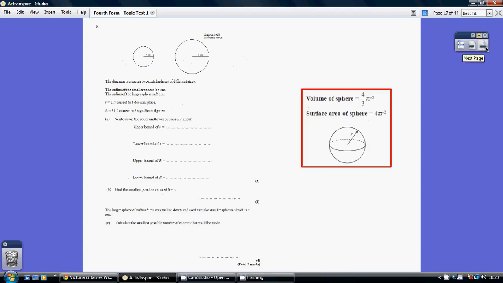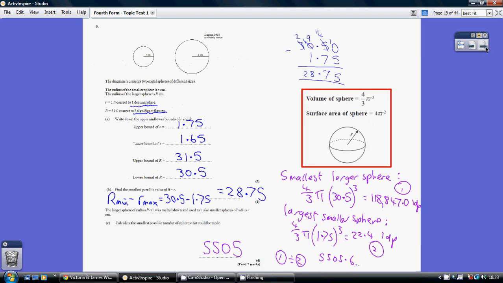Question 9. So, starts off okay, I think, part A. So, upper and lower bound, well, little r is to one decimal place. So, the biggest it could be is 1.75, the smallest is 1.65. Big R to 3 sig figs, the biggest it could be is 31.5, the smallest it could be is 30.5.